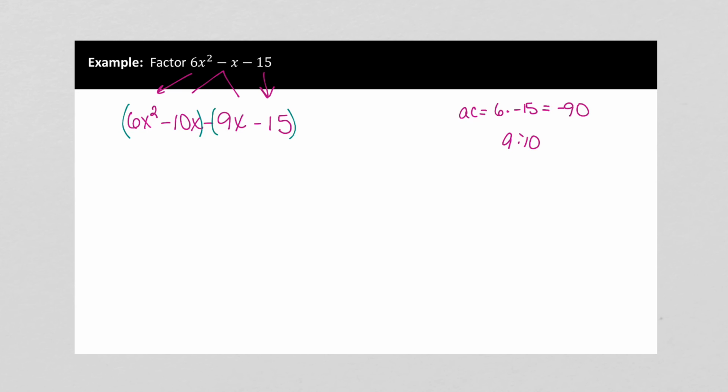So out of the first two, we can bring out of both 6 and 10 a 2, and we can bring out an x. 6x squared divided by 2x, we're left with 3x. Negative 10x divided by 2x, we're left with minus 5. And the next pair, I think we can just bring out a negative 3. Negative 9x divided by negative 3 is 3x.